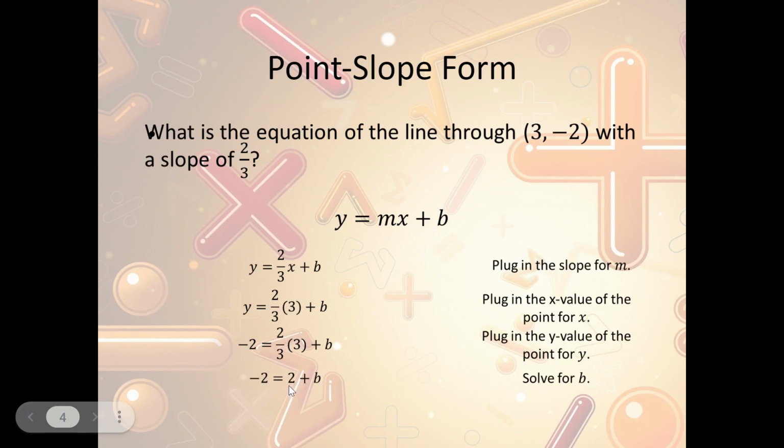Now we just solve by subtracting 2 from both sides. We're left with b is equal to negative 2 minus 2, which is negative 4. So b is negative 4, and that is the y-intercept. Now we can put that into the equation. So we have y equals 2/3 x, because that was our slope, and b is negative 4, so that's our equation.